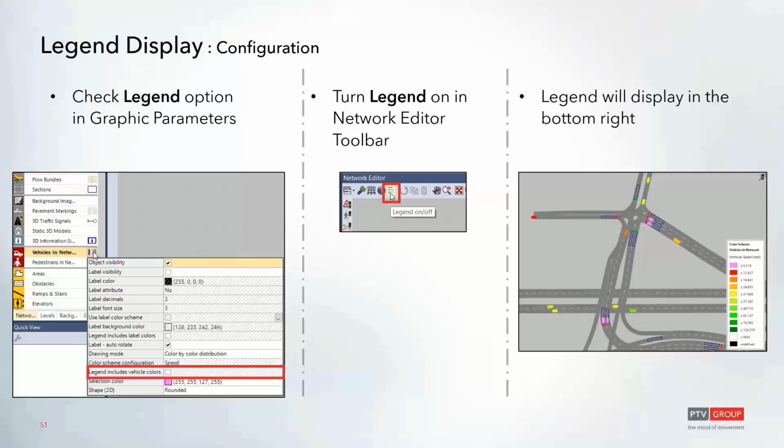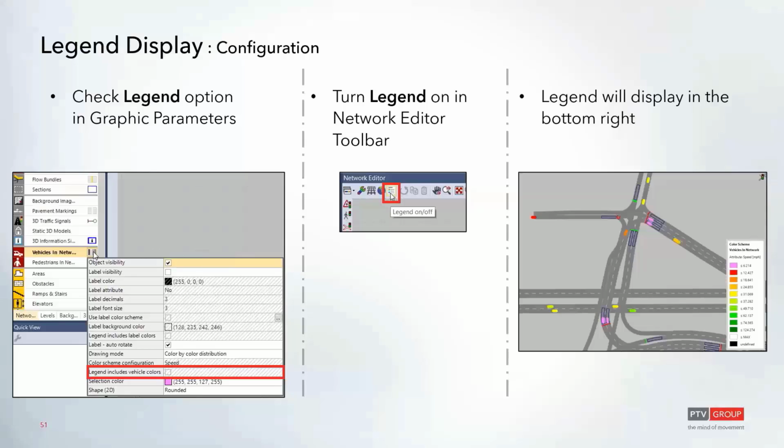So once you have that checked, the next item to do is to go back to the network editor. If you go up to the toolbar at the top of the network editor, there's going to be an option for displaying the legend there as well. You'll see it looks like a piece of paper with a checklist on it. If you click that, you can turn that on or off to show that legend in the bottom right corner of the network editor.